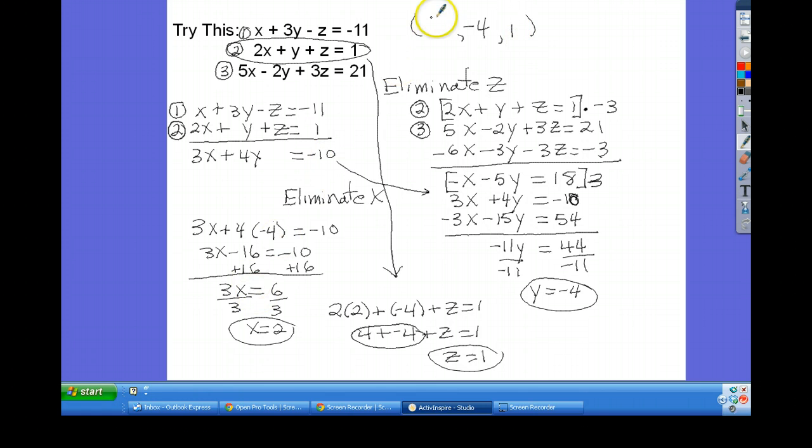And I forgot to put the 2 up here. We already got x is 2. The solution to this system is 2, negative 4, 1. Okay? Well, that concludes this lesson, and I'll go ahead and make the assignment to the class. Hope you enjoyed the video.